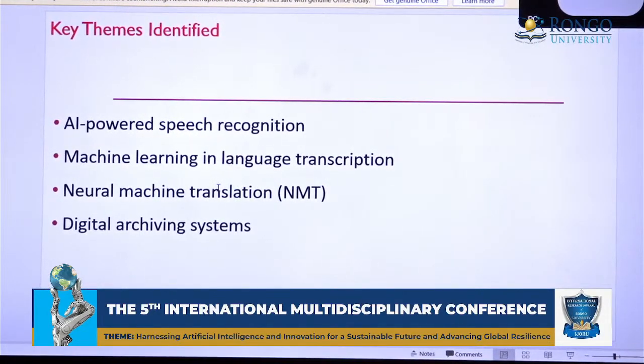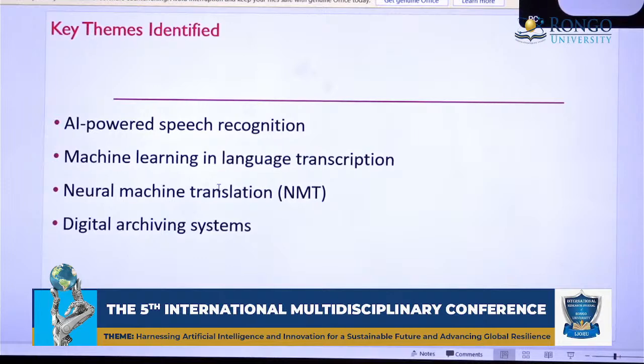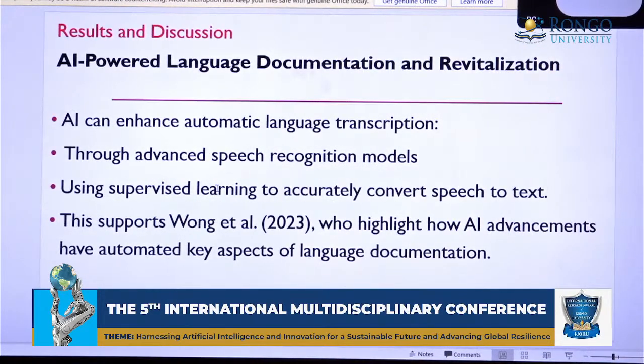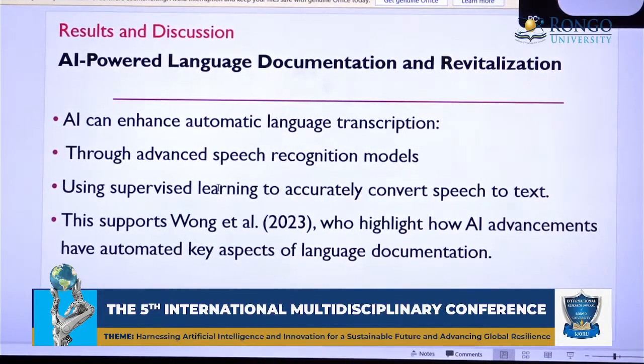When doing the review, 4 things were identified majorly. One of them is AI-powered speech recognition, and also machine learning in language transcription, neural machine translation, and digital archiving. These are where we base our data to find out how these mechanisms of AI can be innovated and used to revitalize our indigenous African languages and also preserve them. Out of the review and the gaps that came out, I realized that AI can be used as a powered language documentation and also revitalization.